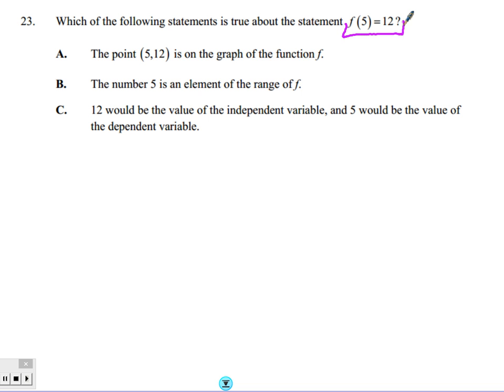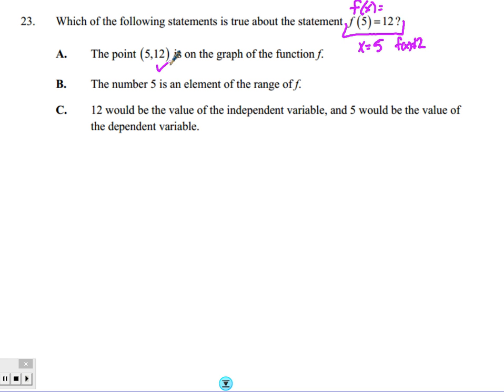f of 5 is 12. And I encourage every time you see f of something, you put f of x. Maybe it's f of t, but put something above it so you can see, my x is 5. And if I input a 5, my output, my y, is 12. But in this case, it's f of x. So my x and my y. So the point (5, 12) is on the graph of the function. That is true. The 5 is my x, the y is my 12.